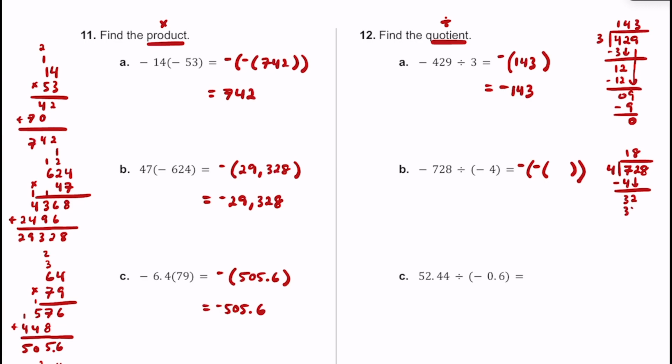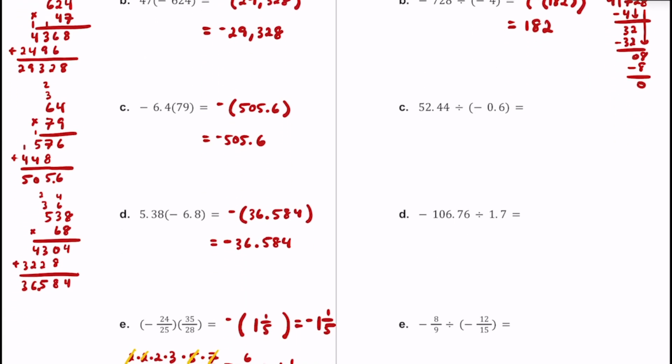4 into 32 is going to be 8. 8 times 4 is exactly 32. We have a remainder of 0. Bring down this 8. 4 into 8 is 2 times. We have a remainder of 0. So we have the opposite of 182. And the opposite of that is just going to be 182. And that makes sense because a negative divided by a negative is a positive.